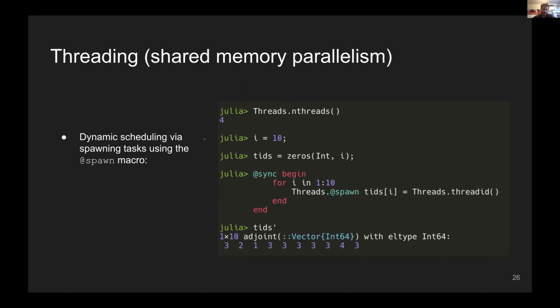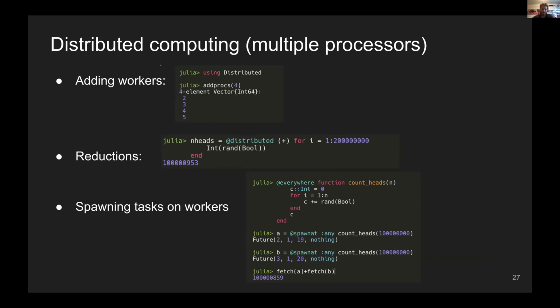Let's skip this. You can also do distributed computing. So you can add processes here. You can call reductions on these processes. You can spawn tasks on different workers. So here I'm doing a loop that I'm defining on all the workers, and then I can say, okay, I should spawn it on that process, and then I can get back the result and stuff like that.